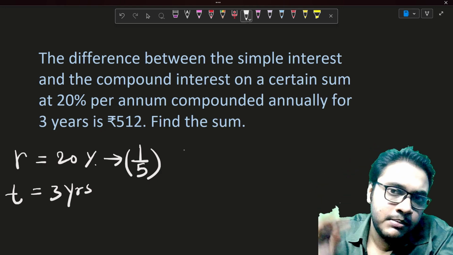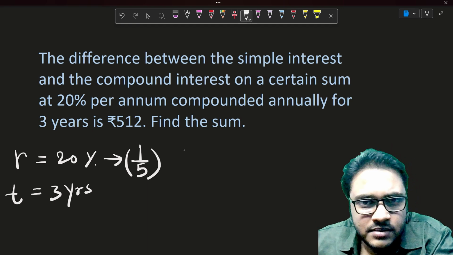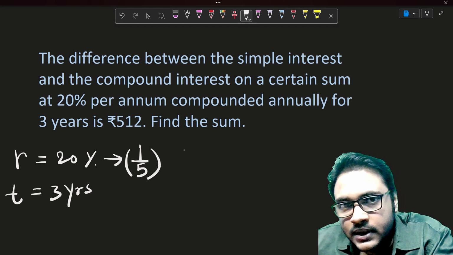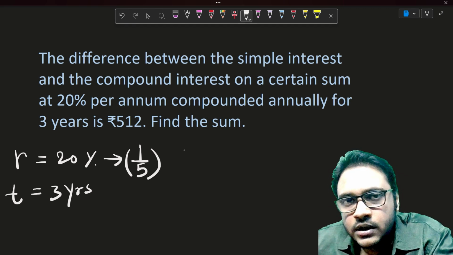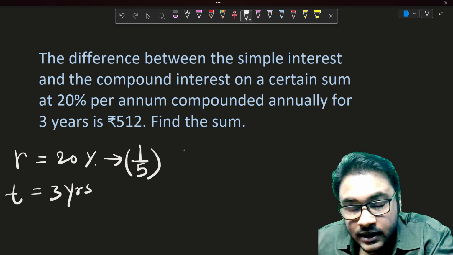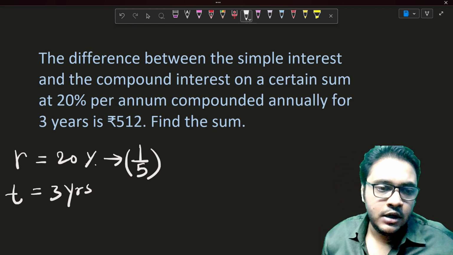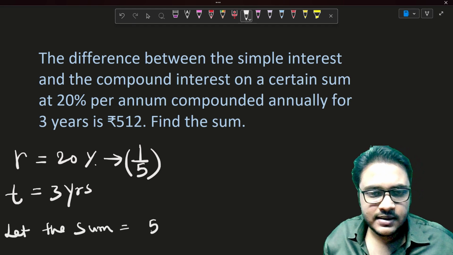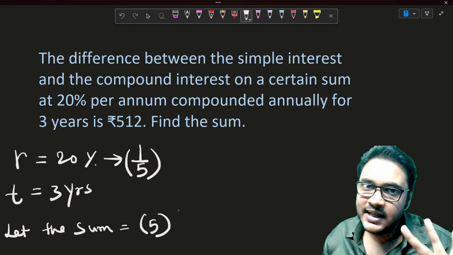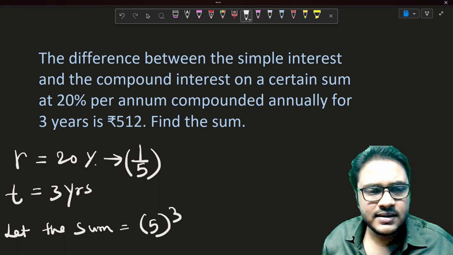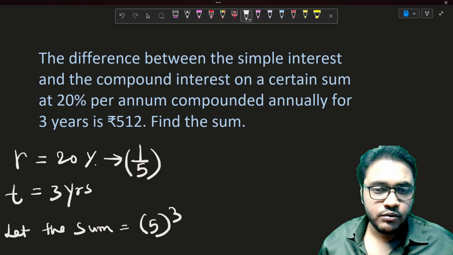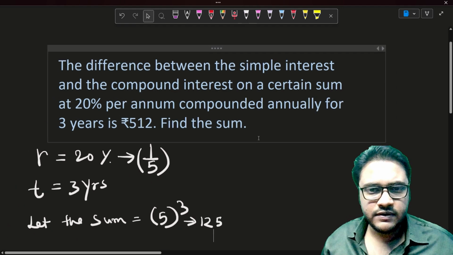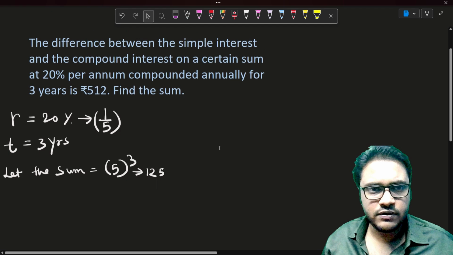But if I have taught you anything in my classes, I have given you an idea that compound interest basically behaves like a geometric progressive series. So instead of just taking the number as a flat multiple of 5, it is going to be a good idea if I take the principal as an exponent of 5. So let us assume the sum to be some power of 5. Now, since 3 years are under consideration, I will take the sum to be 5 cube, which is 125. Now, 125 is a fairly small number. We can work with it very easily.